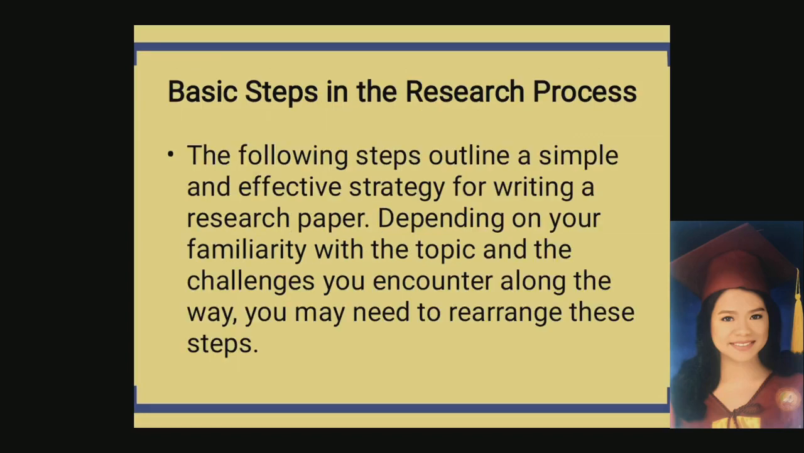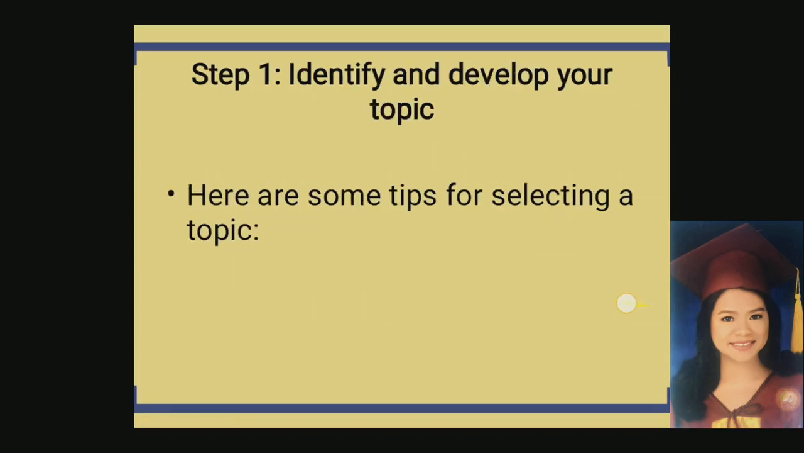Basic steps in the research process. The following steps outline a simple and effective strategy for writing a research paper, depending on your familiarity with the topic and the challenges you encounter along the way. You may need to rearrange these steps. So step 1, identify and develop your topic.